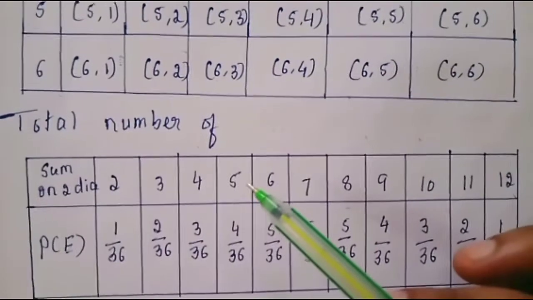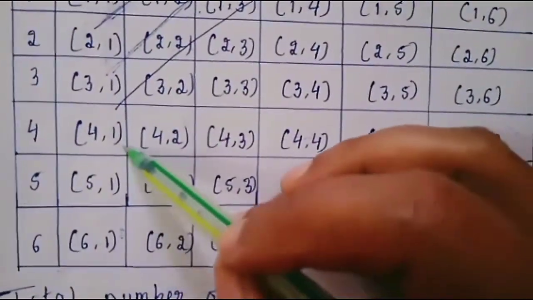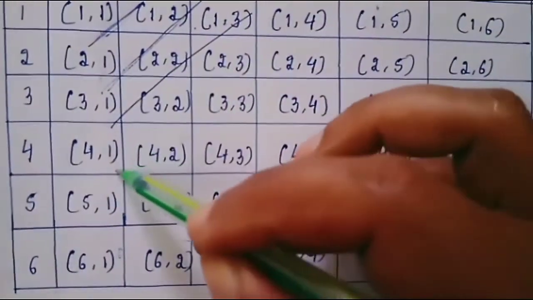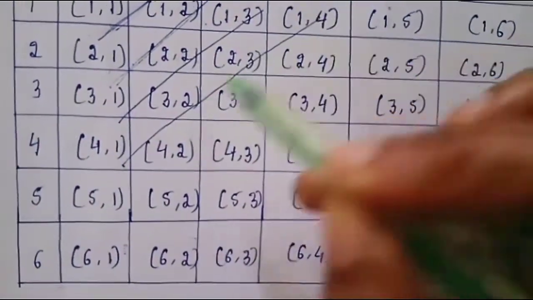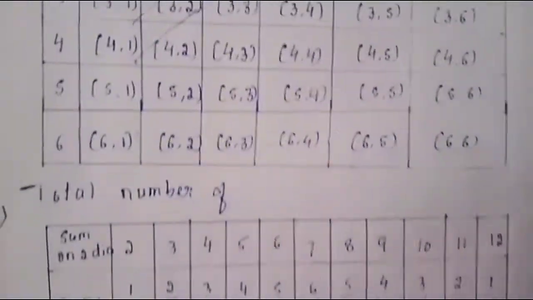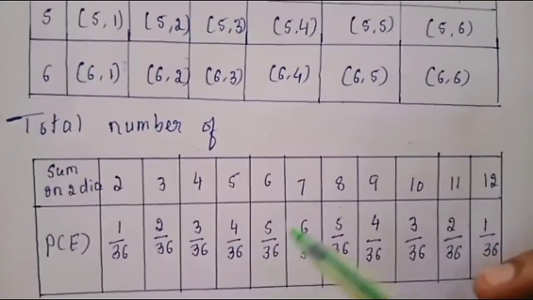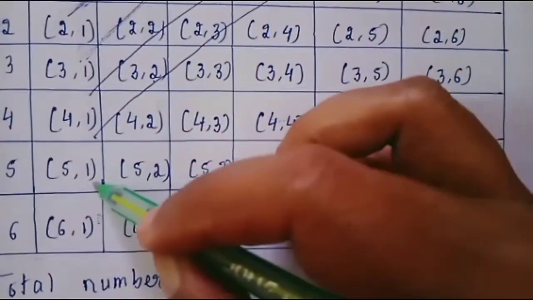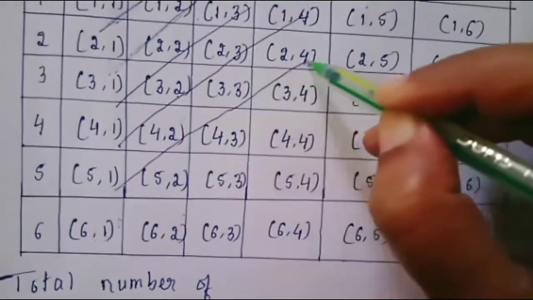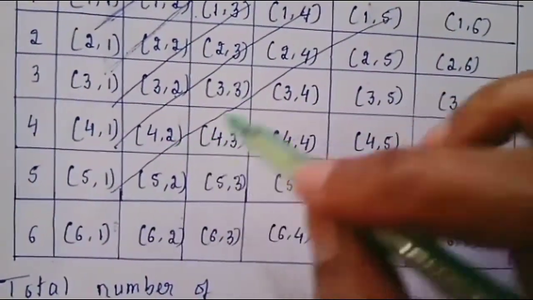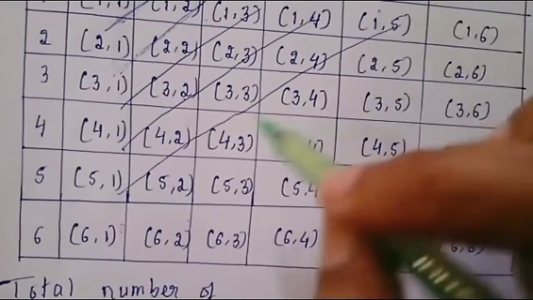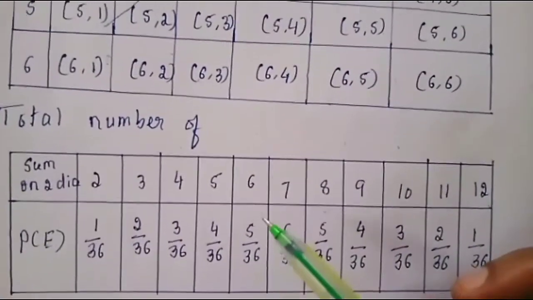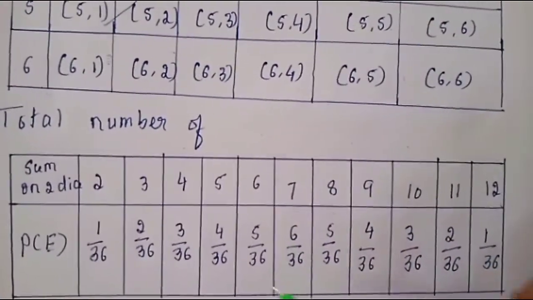Next, the sum on 2 dice is 5. 4 plus 1, 5. 3 plus 2, 5. 2 plus 3, 5. 1 plus 4, 5. So if you add all this, how many times? 1, 2, 3, 4. That is 4 by 36. Next comes 6. Count. So if you count the diagonal, you will get the answer. That is 5 plus 1, 4 plus 2, 3 plus 3, 2 plus 4, 1 plus 5. All these are 6. 1, 2, 3, 4, 5. So 5 times the sum is 6. That is 5 by 36.